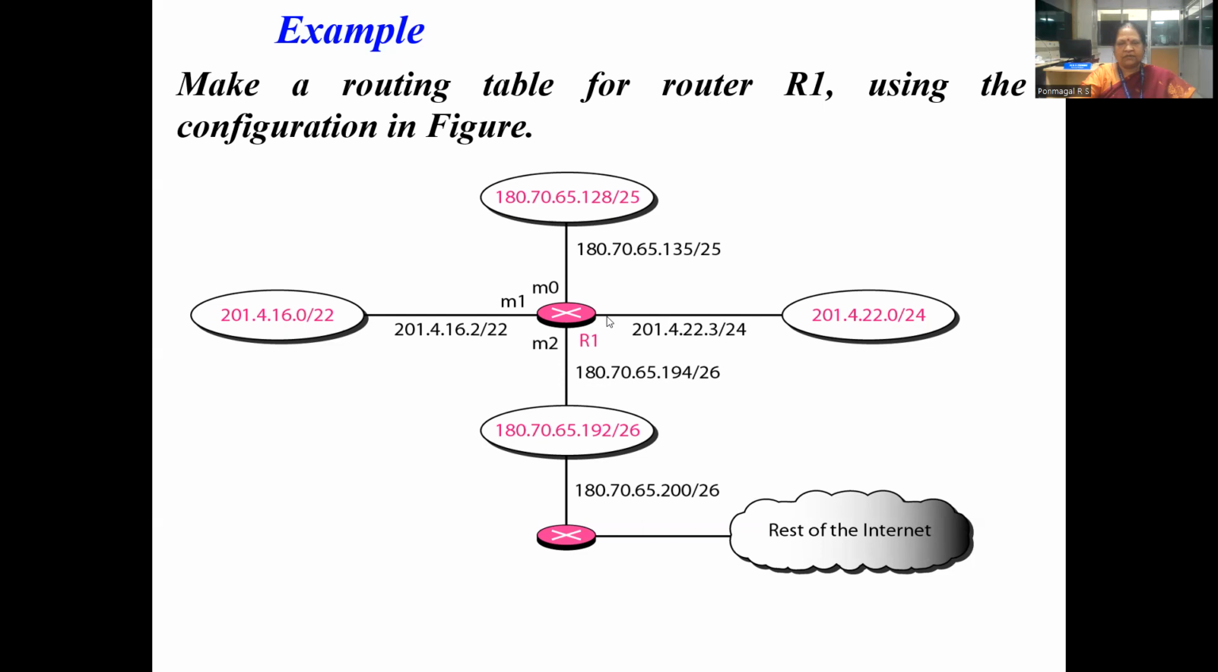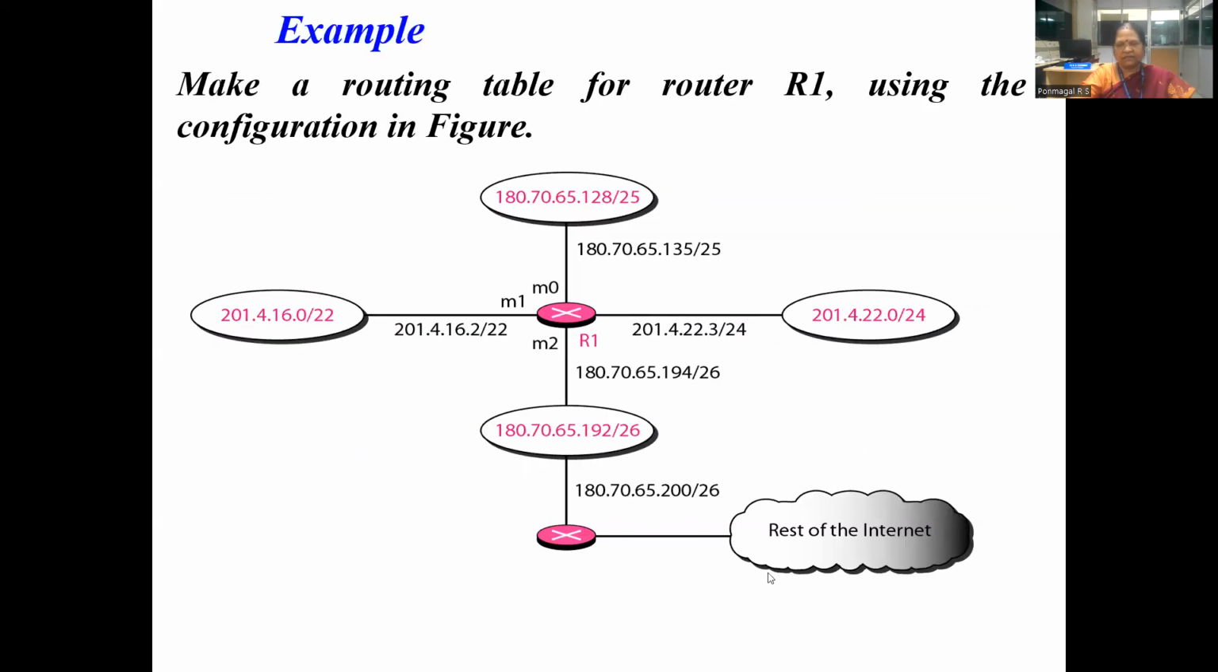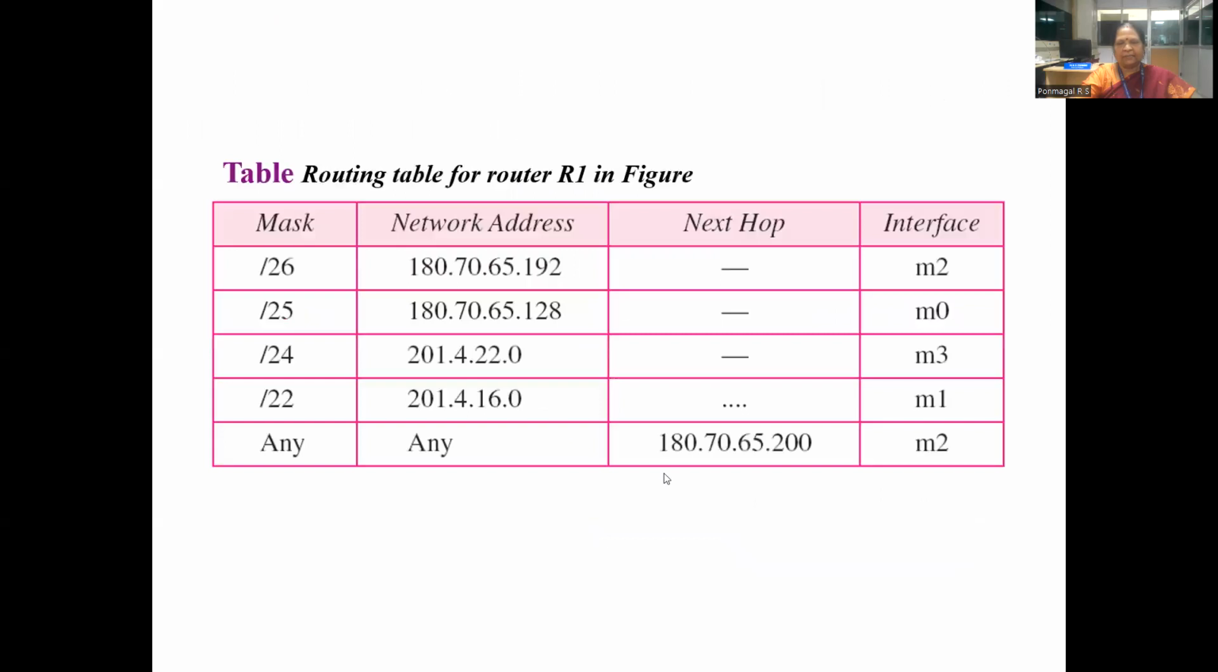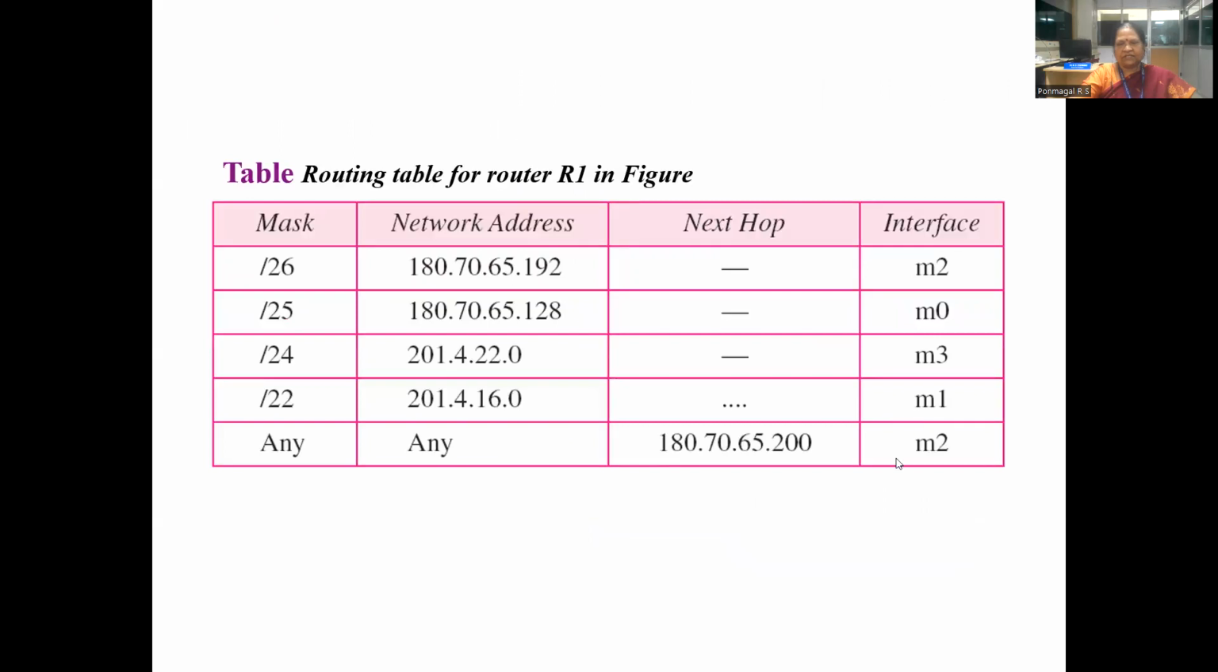For the network on interface M3, the network is 201.4.22.3/24. This is the entry for this network address. There is no next hop. But for any other destination, that is the rest of the internet, we have a next hop. This router is 180.70.65.200, with mask 26, and the interface is M2.